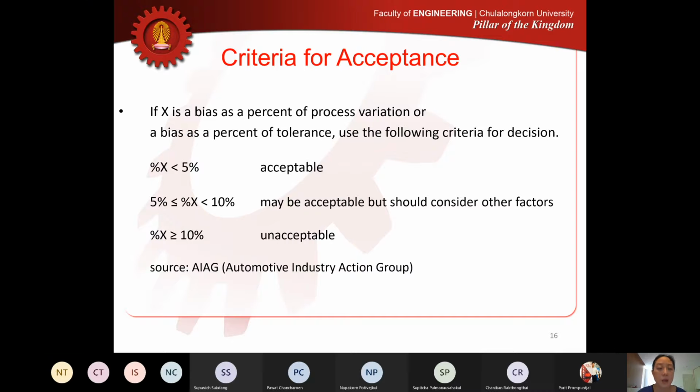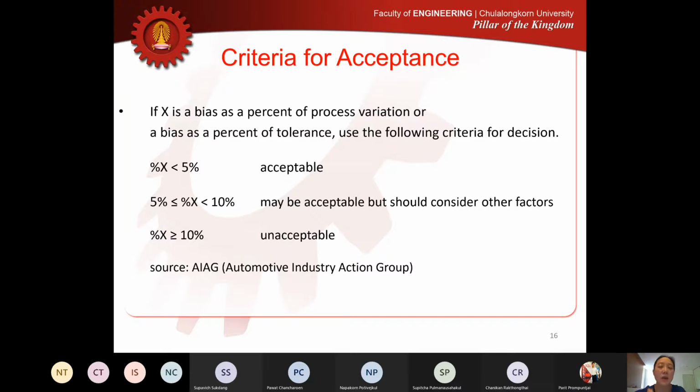And in many industries, if bias is at least 10%, we will believe that this amount of bias is too much, and we will not accept it. Between 5 to 10% is in the middle. We may accept or not accept it, depending on how much accuracy that we need.